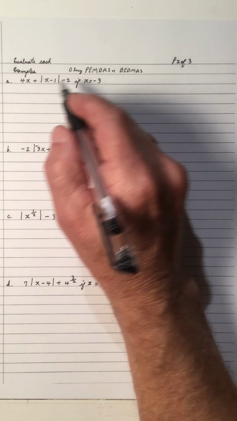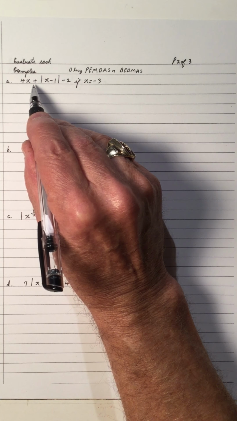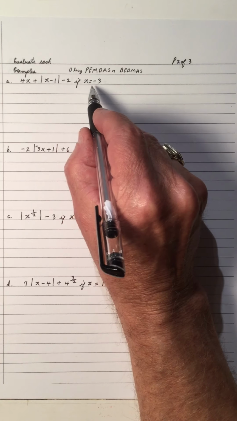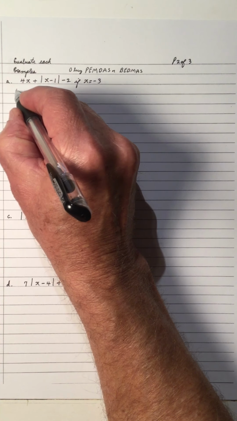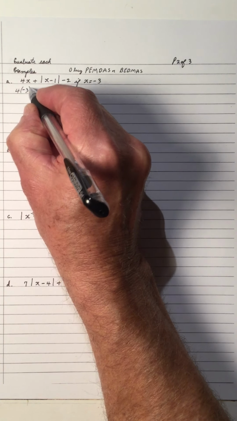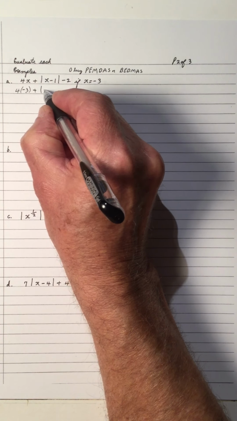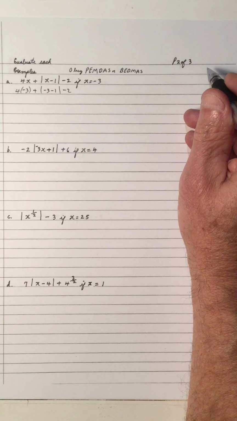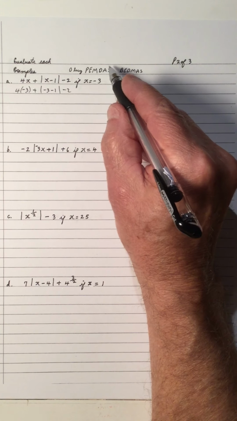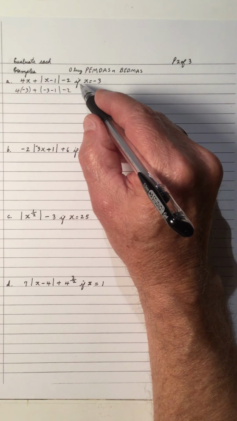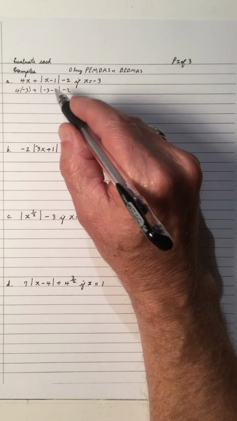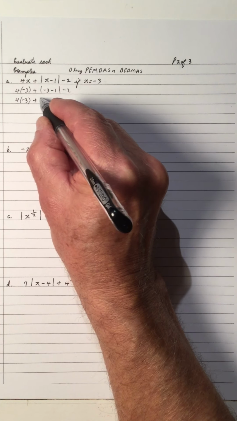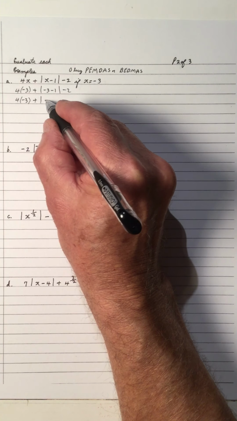Evaluate 4x plus the absolute value of x minus 1, minus 2, if x is negative 3. So we have to sub in negative 3 in the expression. After we sub it in, then we have to obey PEMDAS. We have to do what's inside the parentheses or brackets first. So we leave this alone, and the inside of here is negative 4.